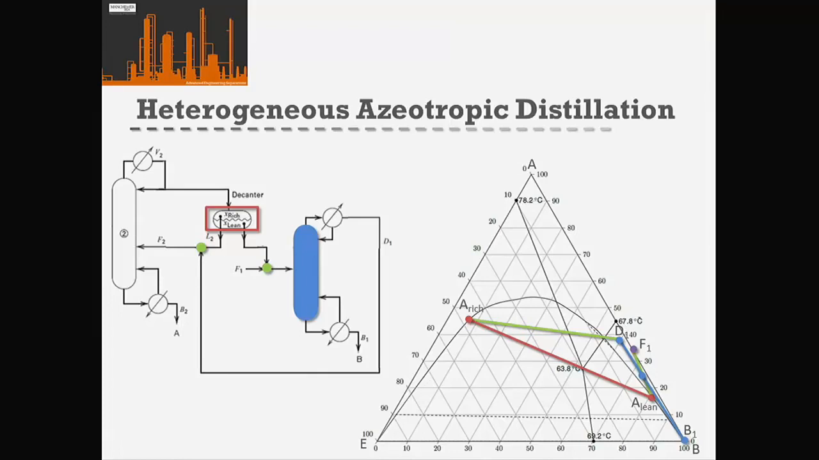Now we need to think about the separation in our second column. So we know that we need A from the bottom of our column, and we've already decided that the top of our column should be our ternary azeotrope. Okay?